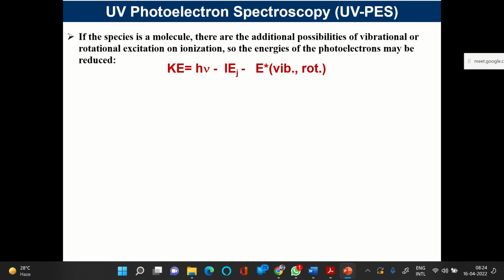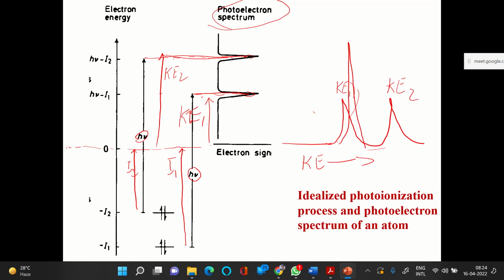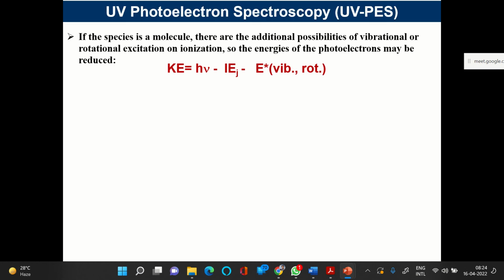So that is for an atom. This scheme, the simplest scheme, is for the atom. And if you have a molecule, then it becomes slightly more complicated, because in addition to the translational kinetic energy, you will also have changes in the vibrational or rotational energy. That is another possibility.